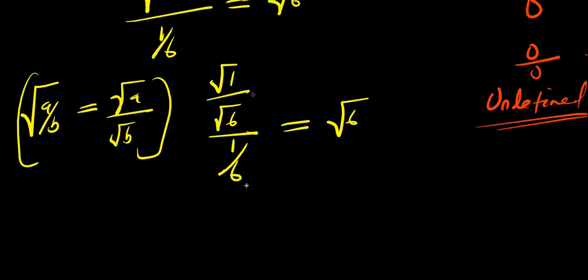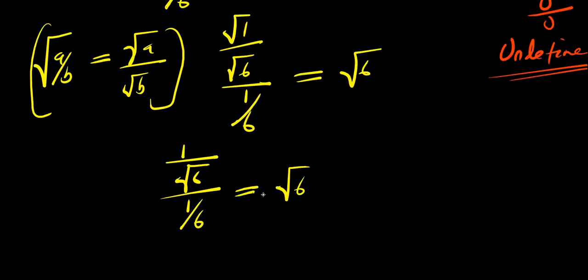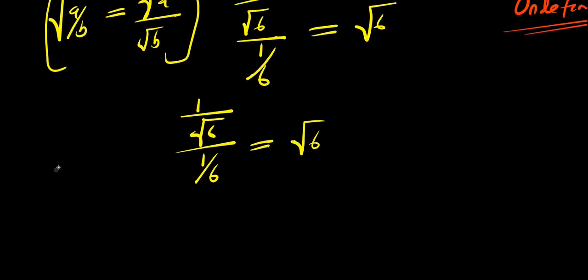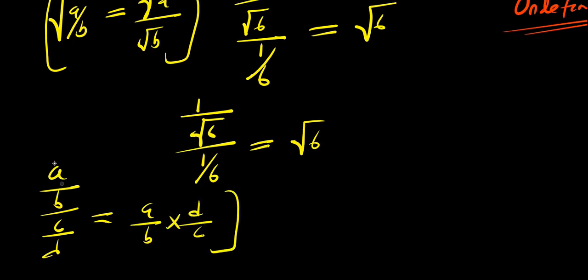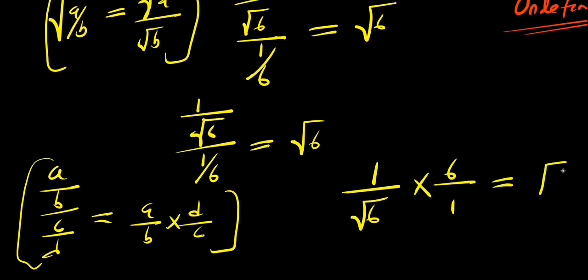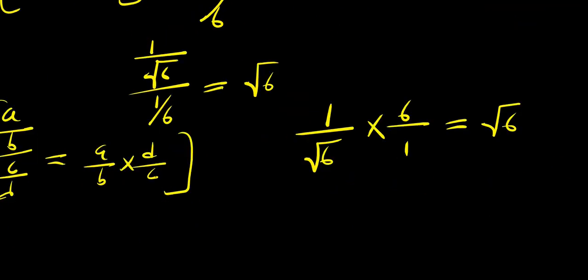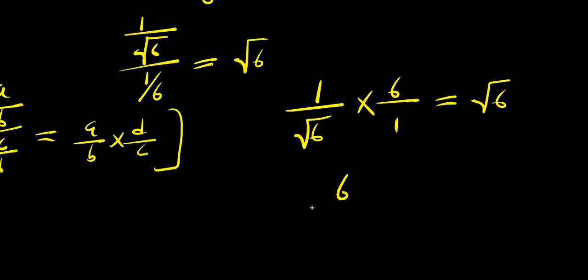So from here, square root of 1 is 1, over square root of 6, divided by 1 divided by 6 equals square root of 6. So from here, if you have a divided by b, divided by c divided by d, this equals a divided by b times d divided by c. So we apply the same here. That means we are going to have 1 divided by square root of 6 times 6 divided by 1 equals square root of 6. So from here, I have 6 times 1, which is 6, divided by root 6 times 1. This is root 6 equals square root of 6.